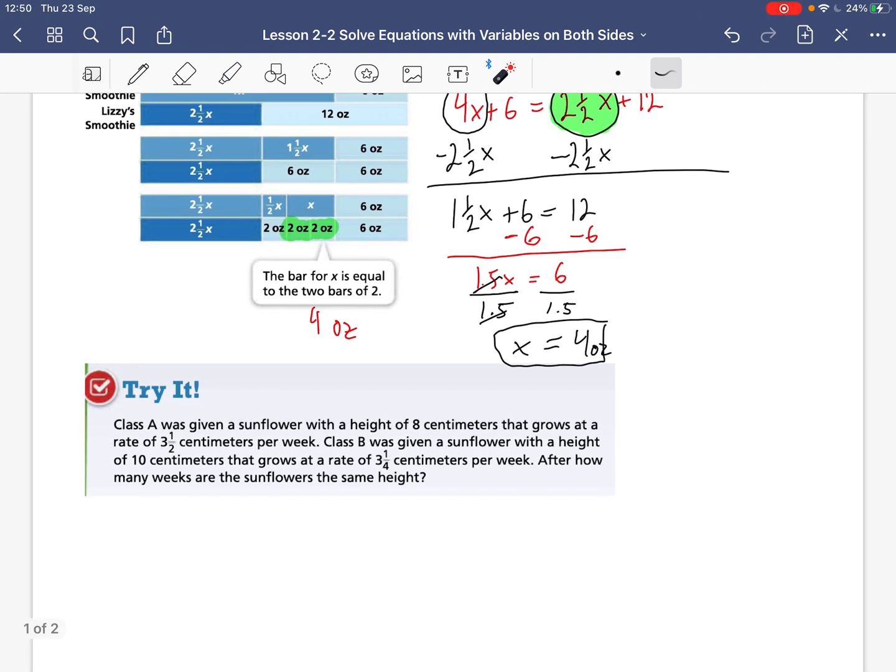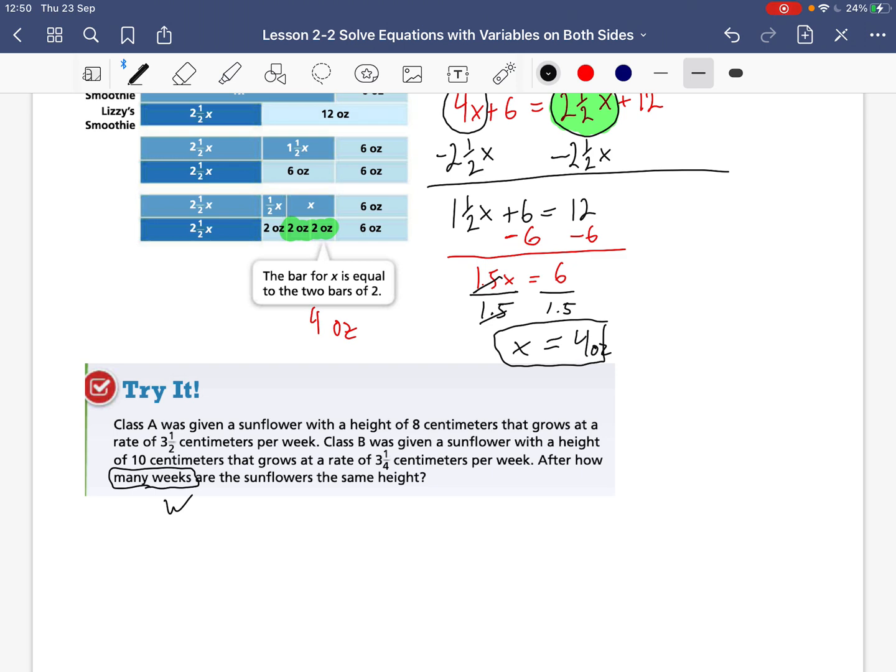All right, this next question. Class A was given a sunflower with a height of 8 centimeters that grows at a rate of 3.5 centimeters per week. Class B was given a sunflower with a height of 10 centimeters that grows at a rate of 3.25 centimeters per week. How many weeks are the sunflowers the same height? So weeks is our unknown value. Go ahead and try this on your own. Try to write an equation.